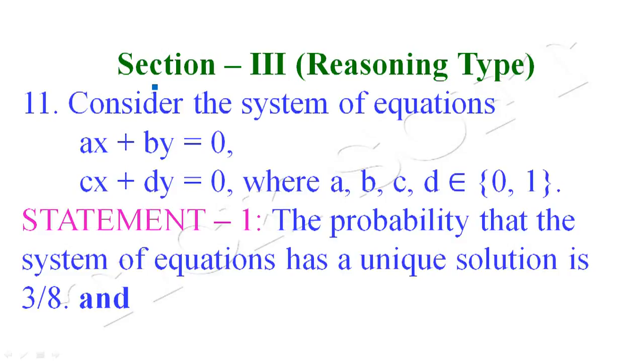Now in section 3 we have some reasoning type of questions. The 11th question here is, consider the system of equations ax plus by equal to 0, cx plus dy equal to 0, where a, b, c, d belong to the set containing 0 and 1.